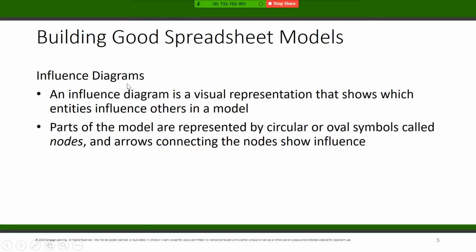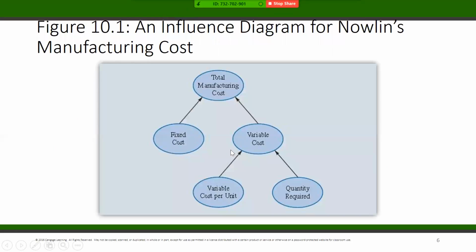So we're going to look at influence diagrams. It's a visual representation that shows which entities influence others in a model. Parts of the model are represented by circle or oval symbols called nodes, kind of like we had decision nodes in the last chapter. Now we have just these nodes, and the arrows connecting the nodes show influence. Okay, so this is an example, figure 10.1, and it's in our book. It's an influence diagram for Nolan's manufacturing costs.